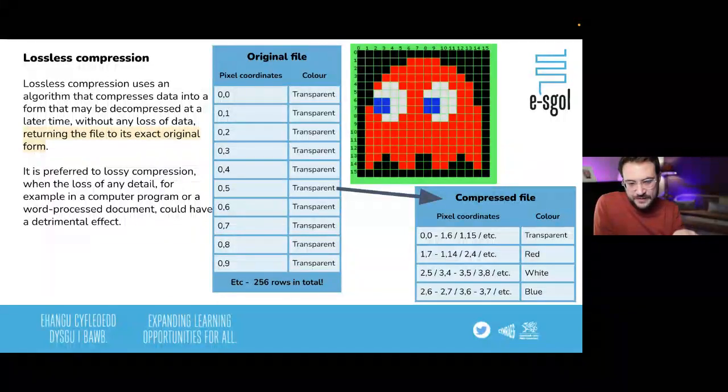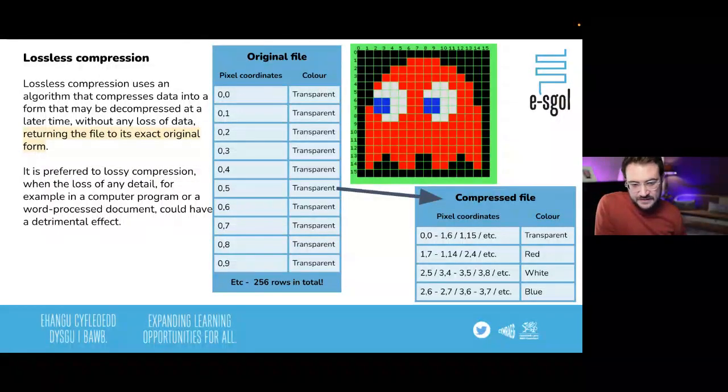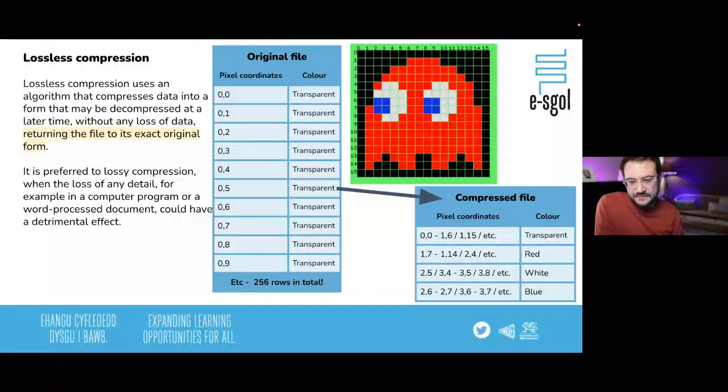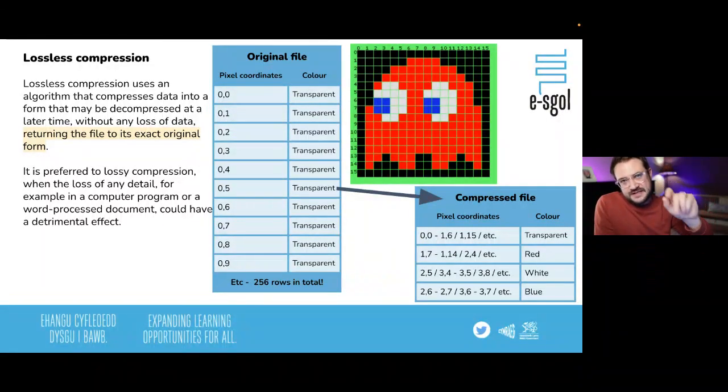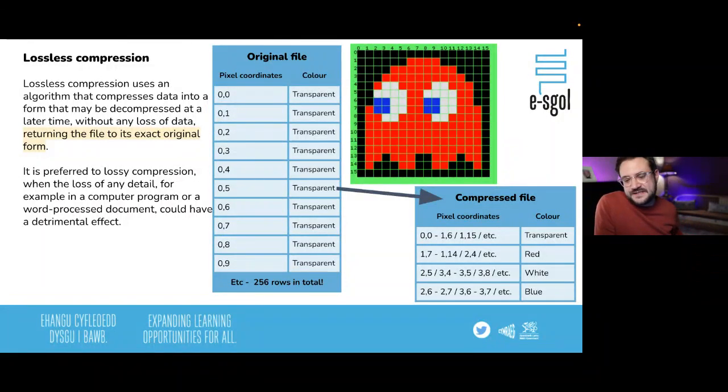In the original file, you would go through each pixel, storing the coordinates. So, pixel coordinates 0, 0, that's the top left pixel there. And then you'd store a number code for transparent. And then you go to the next pixel, 0, 1, transparent. 0, 2, transparent. So you'd be storing the coordinates of the pixels, and for each one, you'd be storing the color code every time.